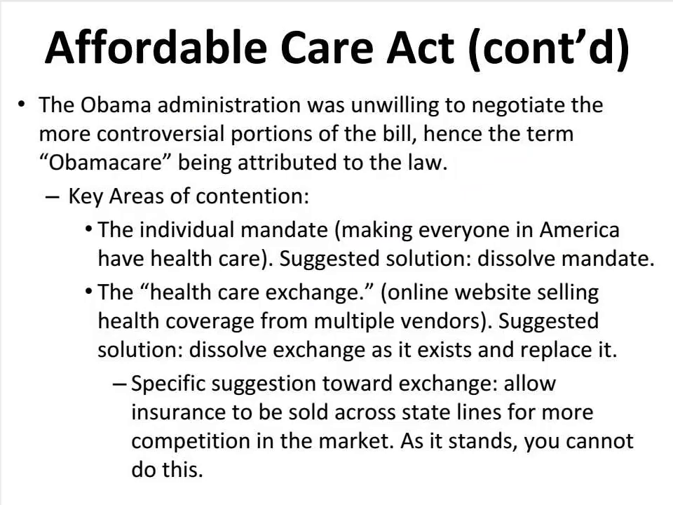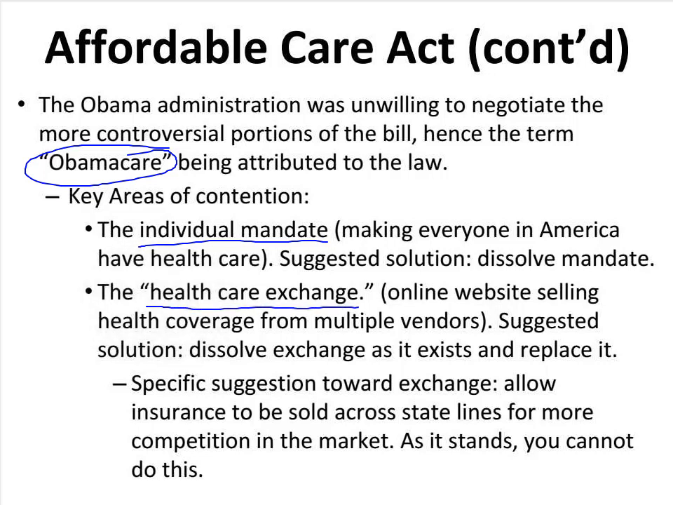So the Obama administration was really not willing to negotiate the more controversial portions of the bill, and then the term Obamacare gets attached to the Affordable Care Act because of that unwillingness to negotiate. The biggest areas of contention, of course, are the individual mandate, making everyone have health care. The suggested solution, of course, to this is to dissolve the mandate, let people decide for themselves whether they can afford private health care. And then, of course, the healthcare exchanges.